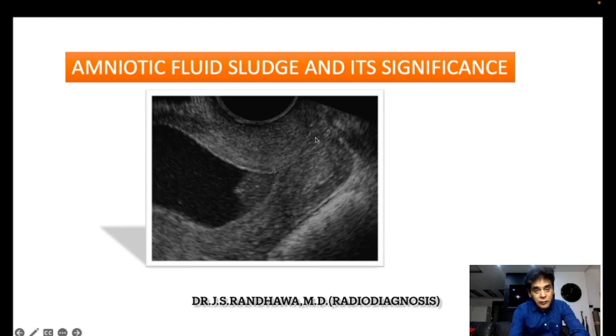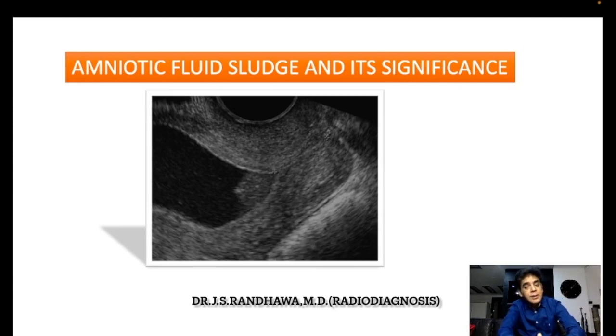Especially when it is associated with a short cervix, the chances of preterm labor are high. So when there is an infection which is associated with this amniotic fluid sludge, in that case, antibiotic has to be started. Now, it has been seen in most of the cases that with antibiotic, this amniotic fluid sludge has been seen to decrease in size or altogether disappear as well.